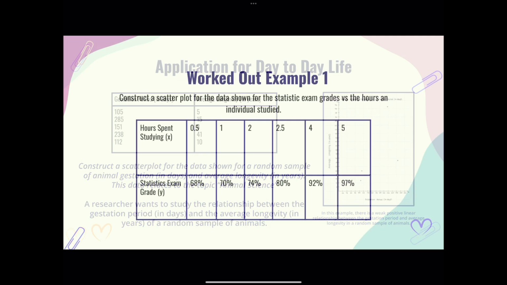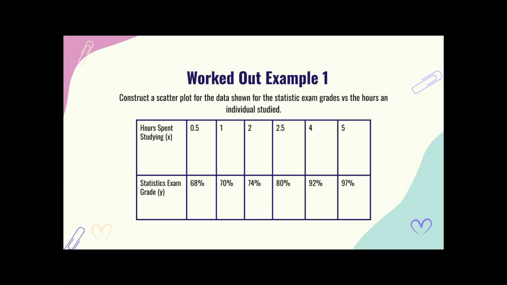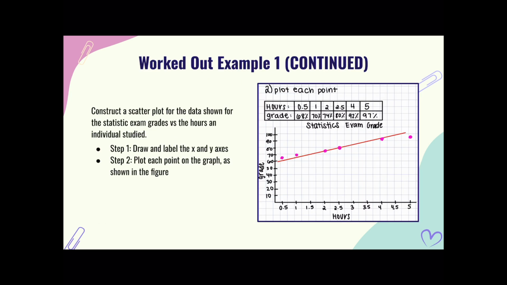The next example I'm going to go over is how to construct a scatter plot for the data shown. So the x-axis would be your hours studied, and statistics exam grade would be your y. The next thing I did was I made a graph with the hours and the grades and plotted each point where it needed to go. So the first point would go on the first line, and as we can see, the trend of the slope is positive because as more hours are spent studying, the better the grade is.